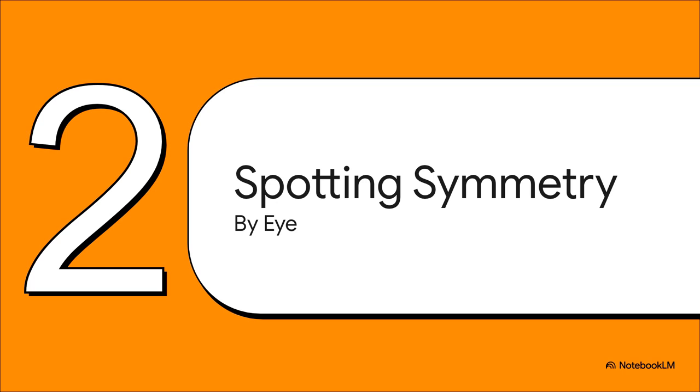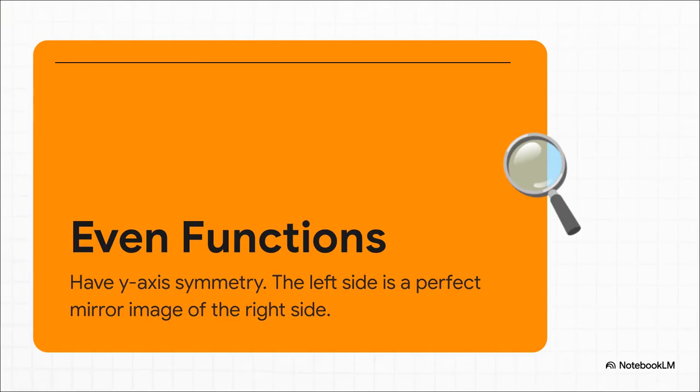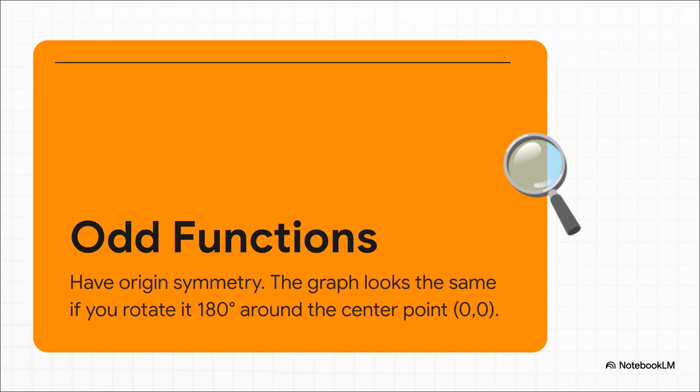Okay, so before we jump back into the algebra, let's just use our eyes. You can actually identify a function's identity, a lot of the time, just by looking at its graph. There are two really distinct types of symmetry you want to look for. For even functions, it's all about y-axis symmetry. Think about it like this. If you could put a mirror right on the vertical y-axis, the left half of the graph would reflect perfectly onto the right half. If you can fold it on that line and it matches up perfectly, you're looking at an even function.